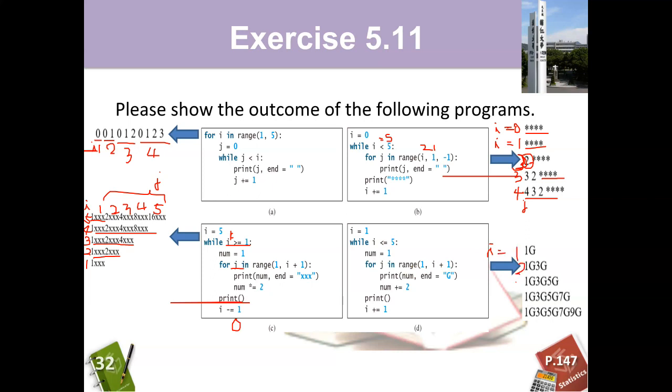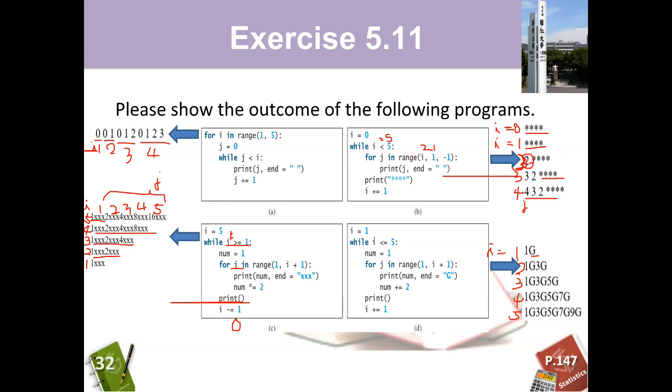So we can guess it's 2, 3, 4, 5, and 5 could appear, because the while condition makes I have to be smaller than or equal to 5. So it could be printed here. And then when we print the number, we end with the G here. So here we will have 1G here, and the number will plus 2. When number plus 2, it will quit the inner loop J here, and we print the change line. So you change line and I plus 1.